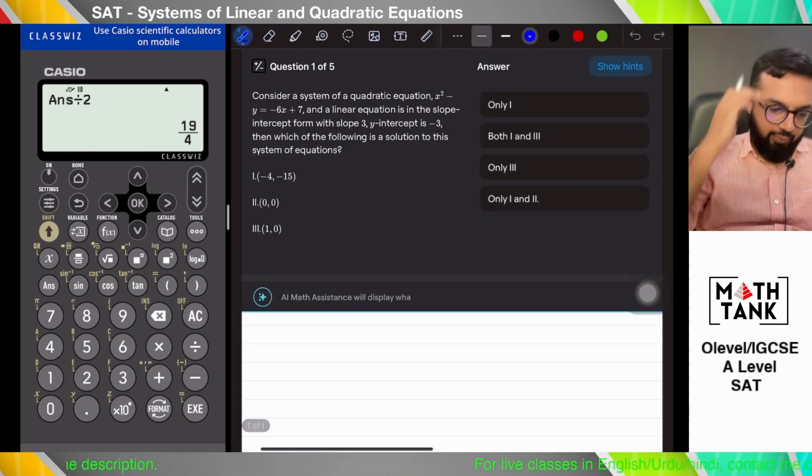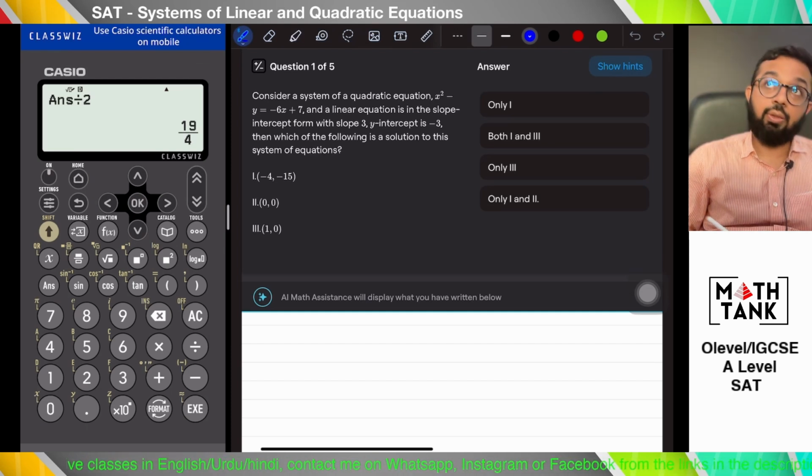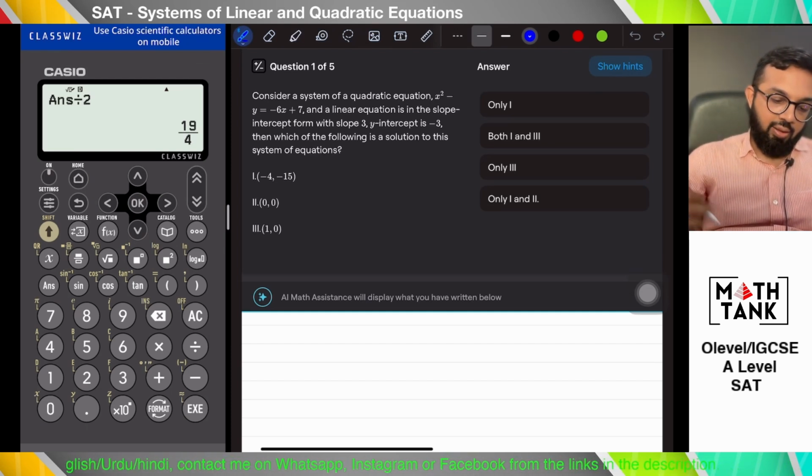Okay, the next set of 5 questions consider the system of equations. This and the linear equation in the slope and intercept form with the slope 3, y-intercept minus 3. Which of the following is a solution to this system of equations?